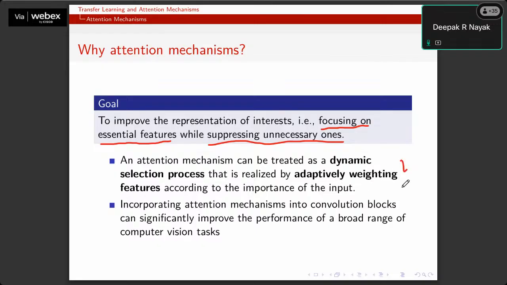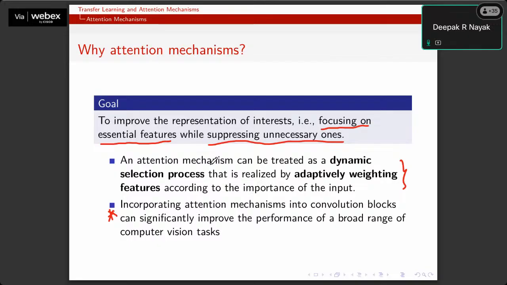Sounds really weird, but yes, very easy to understand. Not very difficult to understand, right? I'll discuss in detail what this dynamic selection process is. What is important here is incorporating these attention mechanisms, which really helps us improve the representation of interest, and which can also be considered as a dynamic selection process.